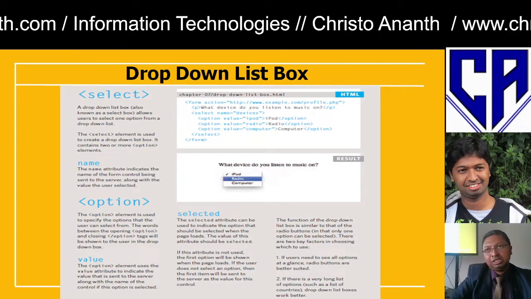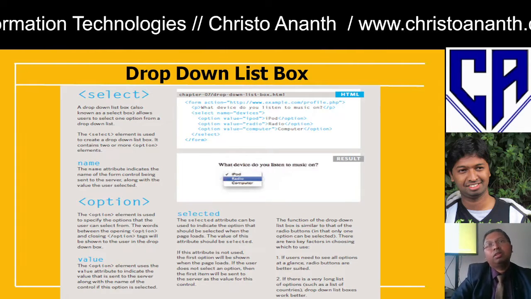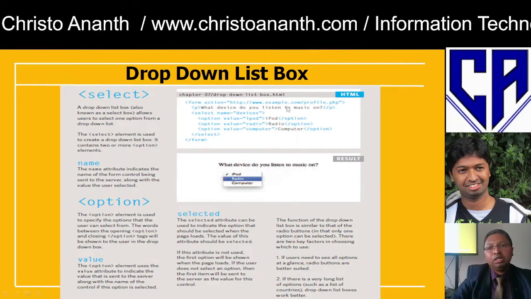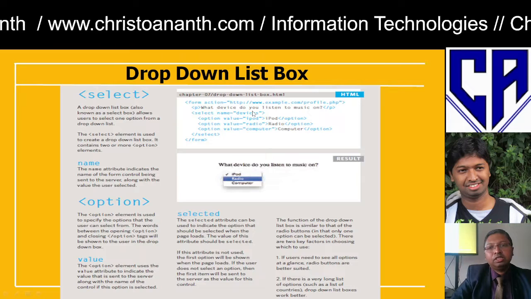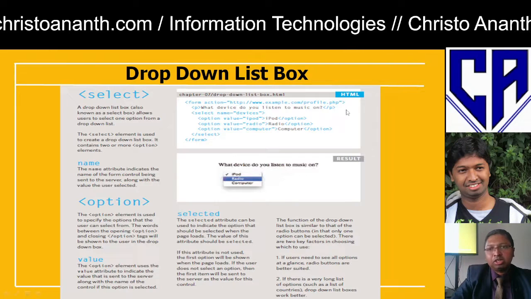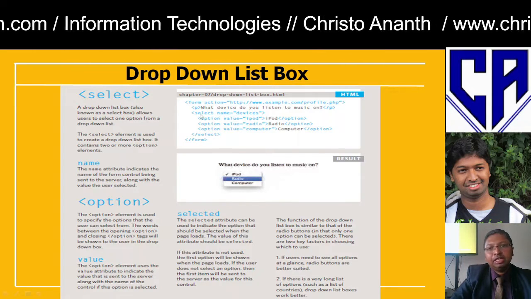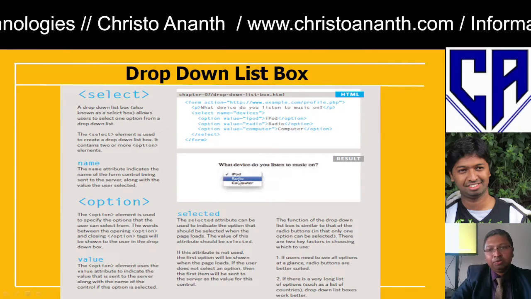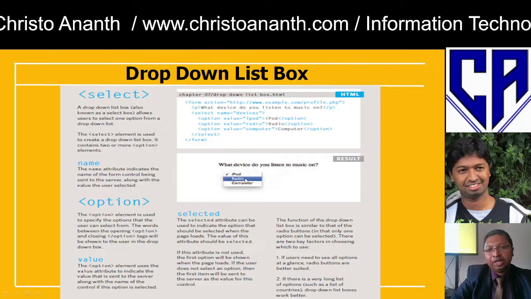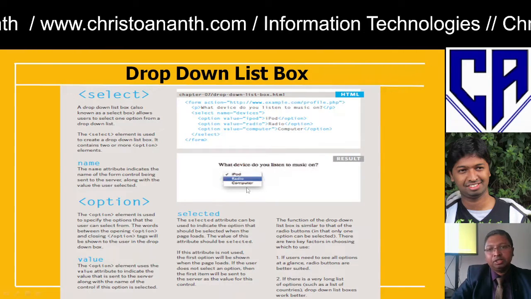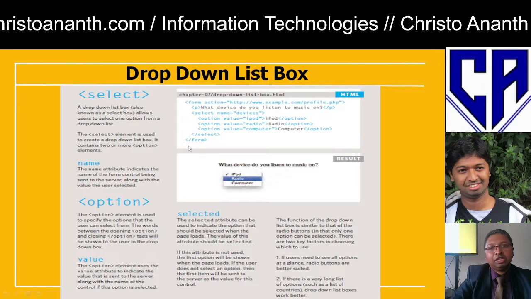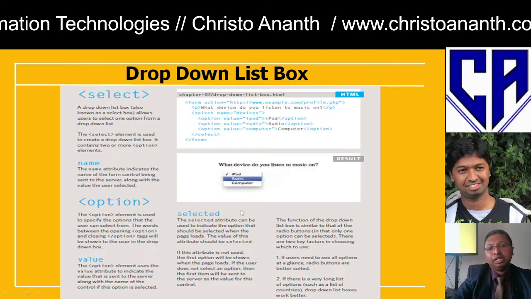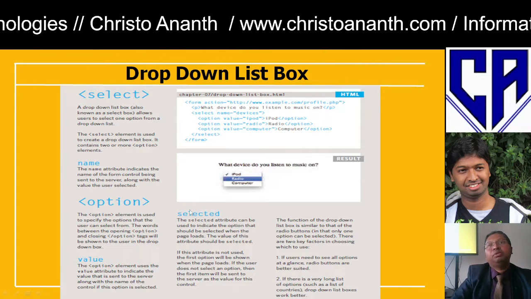So which option is being selected? Maybe select your country. So here form action will have example.com/profile, and then what device do you listen to music on? Close the paragraph tag, select name equal to devices, the option value is iPod. Then you have radio, and then you have computer. Then you close the select, close the form. So here actually radio is selected. That is the selected attribute.